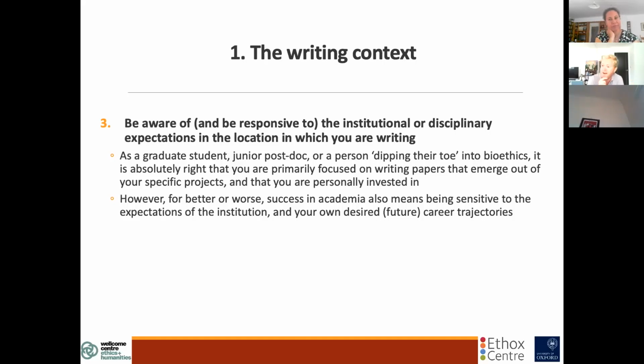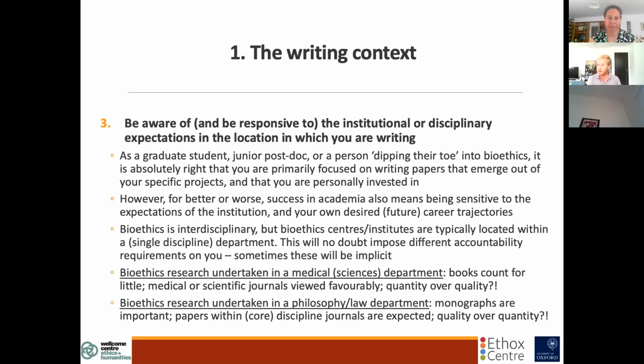But for better or worse, the politics of academia also means being sensitive to the broader context of your writings and the institutional demands that places on you, and what that means for your future career trajectory. You do have to think a little bit strategically, I think, about where you're based and what the expectations are in that context. That's particularly interesting for bioethics, I think, because whilst it's an interdisciplinary field, typically, certainly in the UK, but also I think in other parts of the world too, bioethics centres, people, institutes are located usually within a single discipline department. And the people who run those departments and pay your salary will have their own expectations and accountability requirements that they place upon you. Sometimes you don't know what they are until you start being told off for not doing the right kinds of things, but it is important to try to get a sense of those and be responsive to them, I think, when you're thinking about prioritising your writing activities.